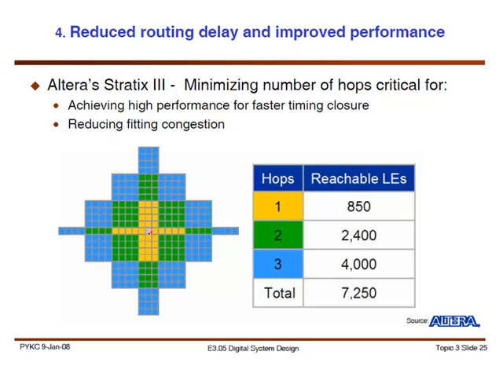So if you start your signal here, if this is the source of the signal, and your destination signal is here, you have to go through 3 hops, and the number of blue logic elements that you can reach is going to be 4,000, right?